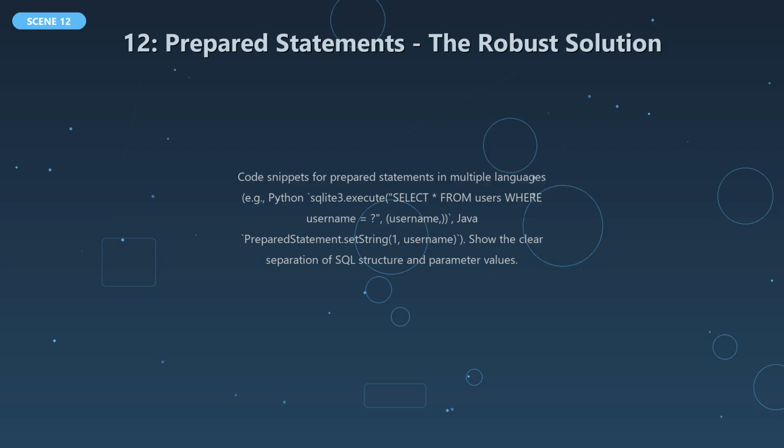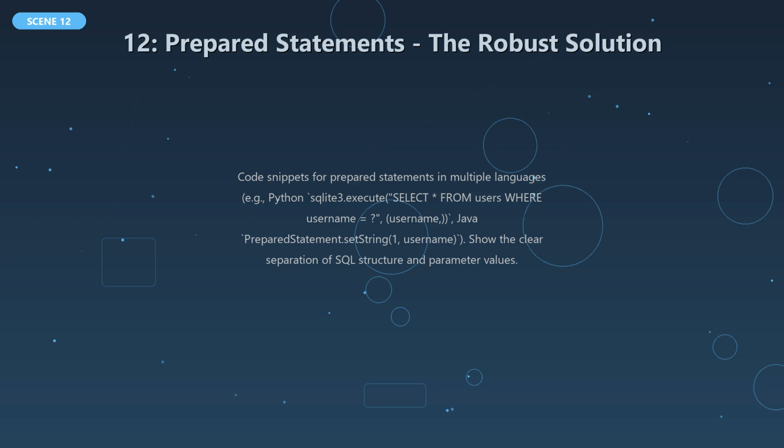Let's delve a bit deeper into prepared statements, which are the specific implementations of parameterized queries in most programming languages and database connectors. The process typically involves 3 steps. First, the application prepares the SQL statement, defining its structure with placeholders. For example, in Python using SQLite3, it might look like: SQL = "SELECT * FROM products WHERE category = ?". The question mark here is the placeholder.